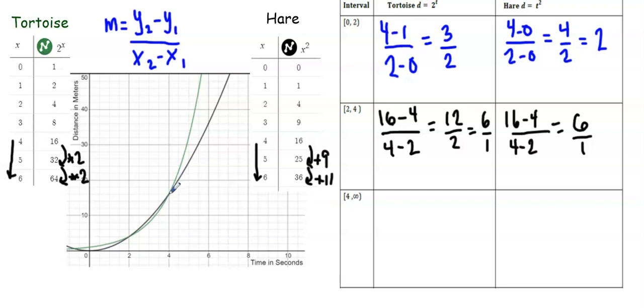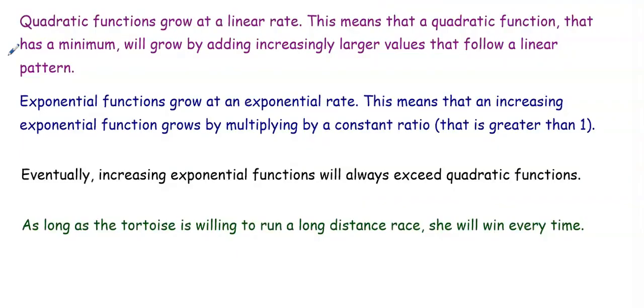This is also shown in the graph where we look at this curve for the exponential function for the tortoise. It starts to get steeper and steeper, and that's because it is growing exponentially. Exponential functions will grow at a faster rate. So let's summarize this. Quadratic functions grow at a linear rate. So that means that a quadratic function that has a minimum, like our example, will grow by adding increasingly larger values that follow a linear pattern.